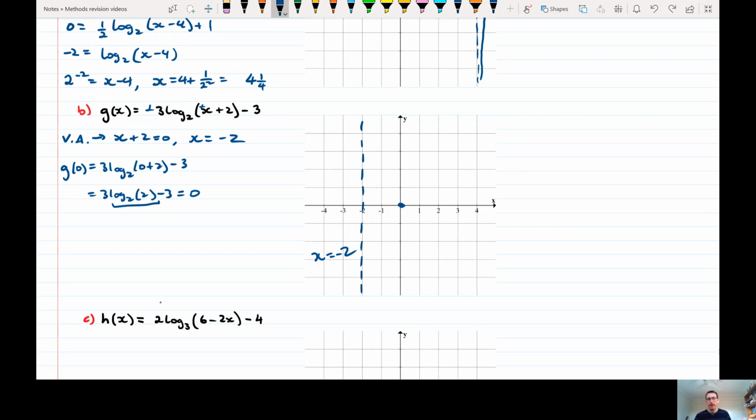To get some precision, let's substitute a value and try g of -1. I'm choosing -1 because it's nice inside a logarithm: 3 log base 2 of -1 plus 2, minus 3. It's nice because -1 plus 2 is 1, and any time you have log of 1 in any base, it drops out to be 0. So 3 times 0 disappears, and you get -3. So (-1, -3) must be coming up through that.